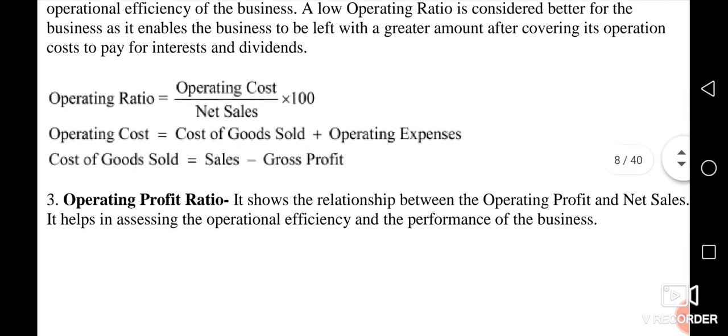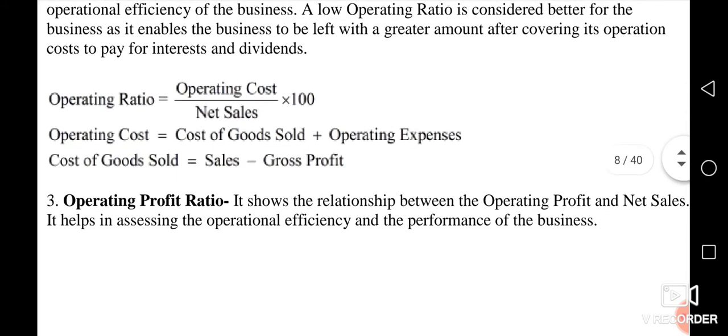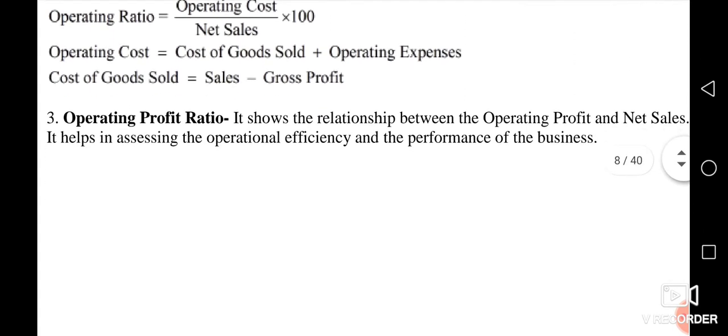Operating ratio equal to operating cost into 100 upon net sales. Operating cost equal to cost of goods sold plus operating expenses, and cost of goods sold equal to sales minus gross profit. Operating profit ratio.